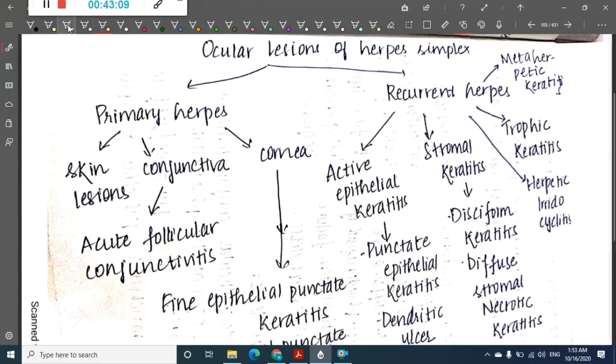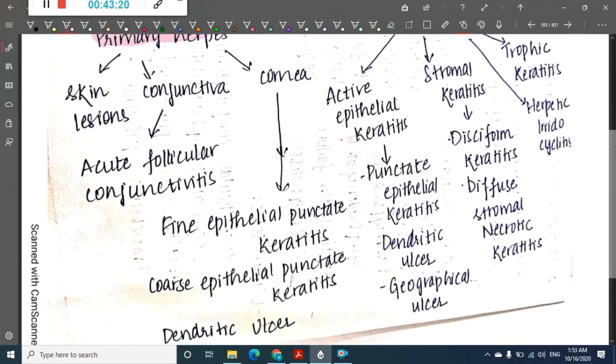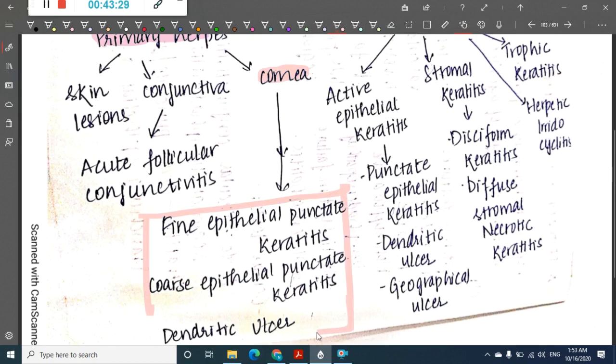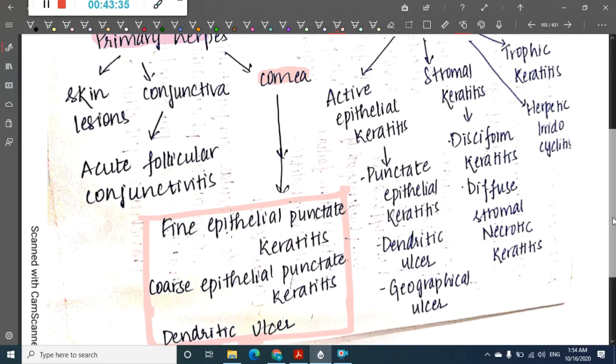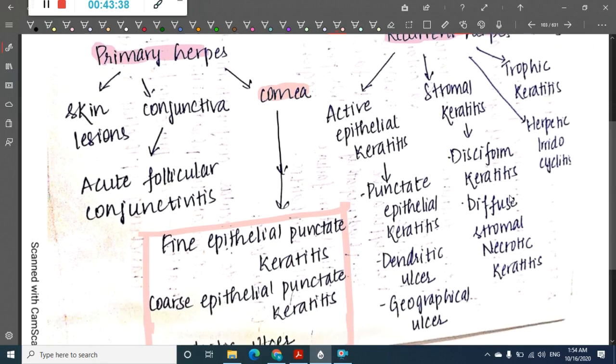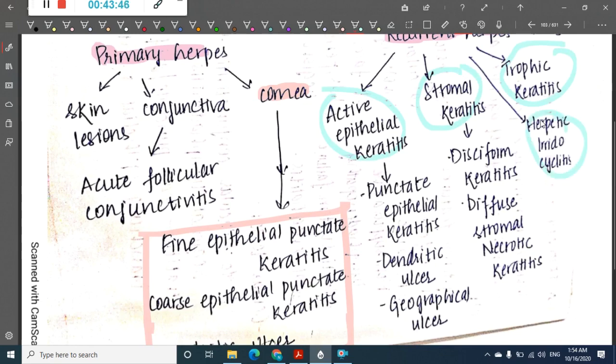For ocular herpes simplex infection, we have 2 types. One, we have primary herpes. Second, we have recurrent herpes. Primary herpes can involve skin, conjunctiva or cornea. In conjunctiva, it forms acute follicular conjunctivitis. But right now in this chapter, we are concerned with cornea. In the cornea, it can cause fine epithelial punctate keratitis, coarse punctate keratitis, and it can cause dendritic ulcers. Then in recurrent herpes, it can cause active epithelial keratitis, stromal keratitis, trophic keratitis and herpetic iridocyclitis. So we will learn each of them in detail now.